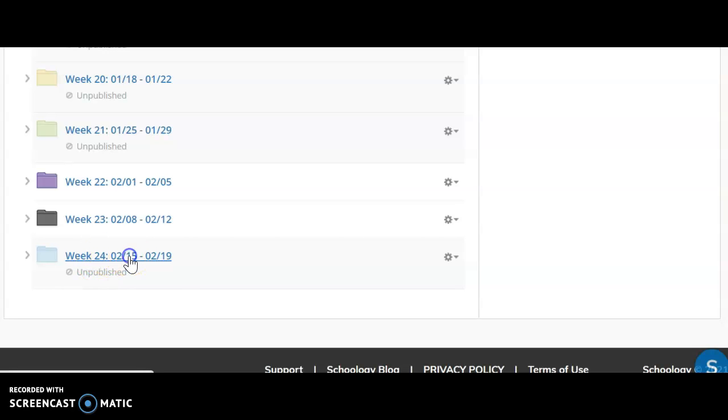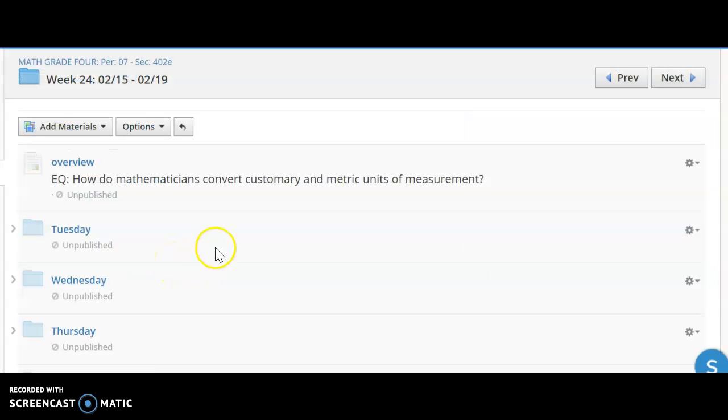2024 right here, February 15th through the 19th. So this week and next week, we are going to focus on converting units of measurement. You can see here the question: how do mathematicians convert customary and metric units of measurement?